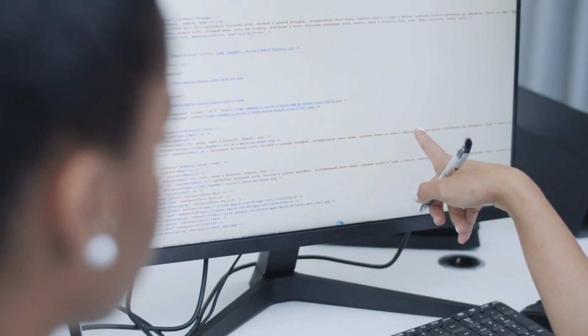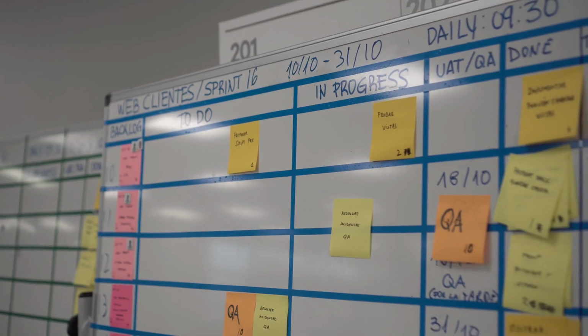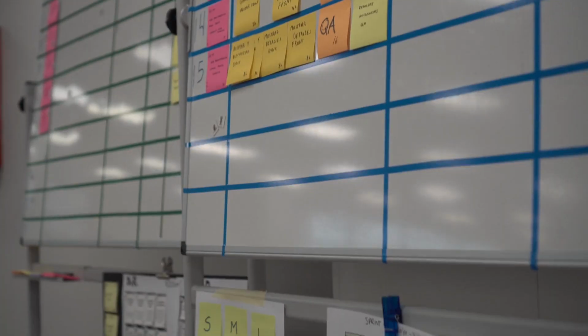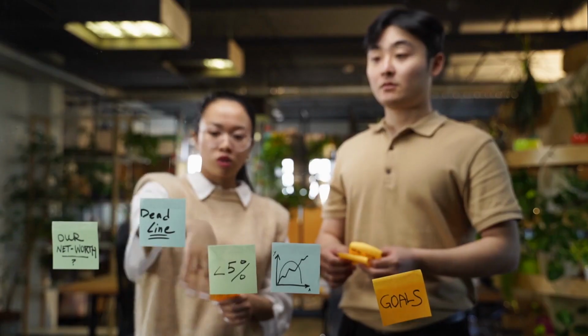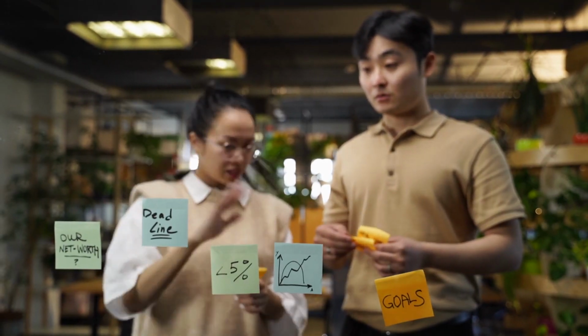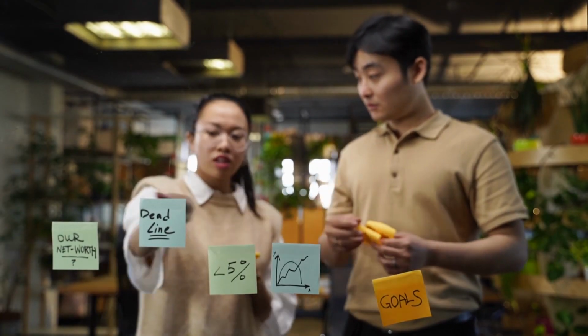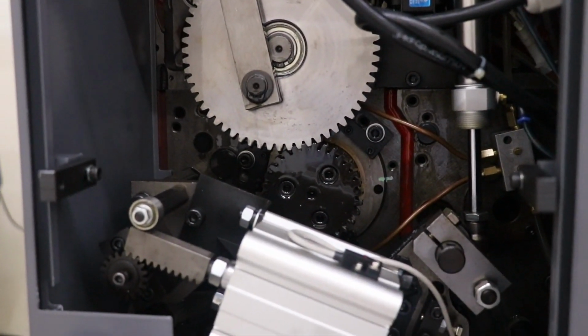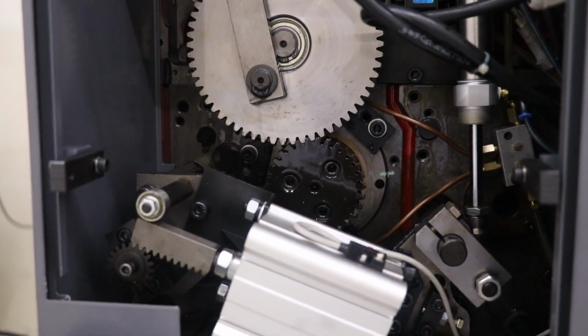2. Core principles of DevOps. DevOps is based on several core principles. Collaboration breaks down silos between development, QA, and operations teams. Automation automates repetitive tasks such as testing, integration, and deployment.